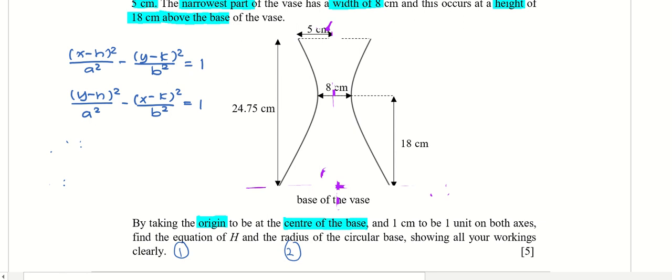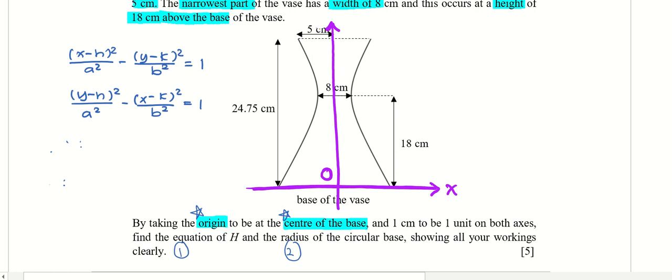If I want to find these two equations, let's see whether we can draw in our axes. When you look at this information, which I put a lot of stars on: origin to be at the center of the base. So agree with me, if I have to write my origin, this will be where my origin is, which is at the center of the base. If I'm at the center of the base, agree with me that my x-axis has no choice but to be drawn this way, which is at the base. And of course my y-axis cuts right through the center of the vase.